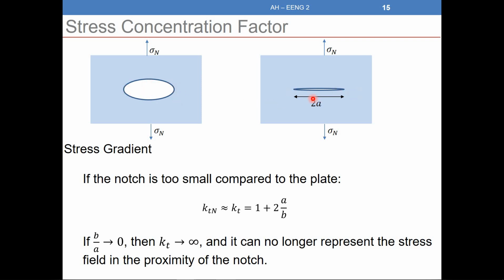So I just have as if I have only 2a. I don't have any b. It's very small. So when we say the formula is for a normal hole like this, we said that the stress concentration factor is equal to 1 plus 2a over b.